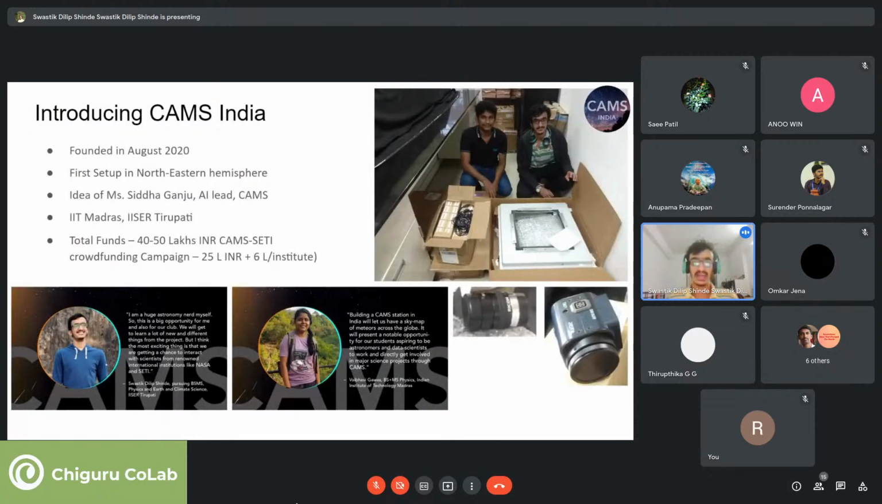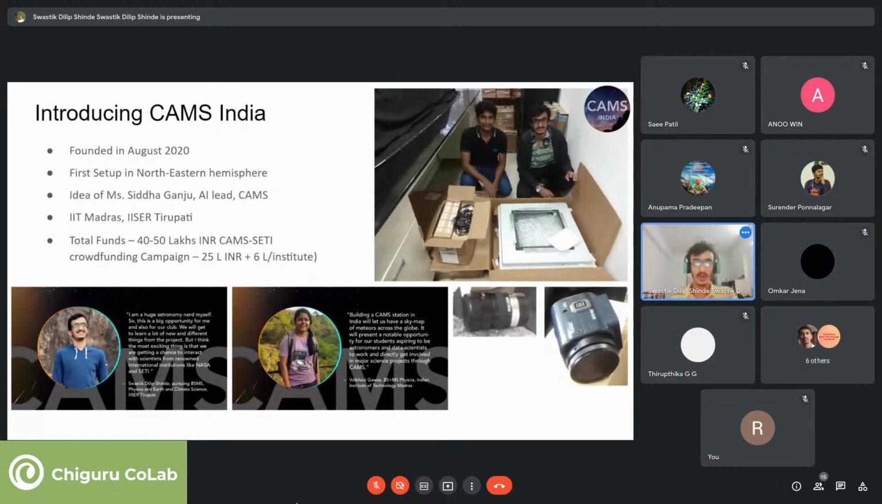So in the last 2 years, we have received a total fund of about 40 to 50 lakhs in Indian rupees. Out of that, 25 lakh was received using a crowdfunding campaign which was run in 2020 spring, and plus we have received 6 lakh funding, a 6 lakh budget per institute. So at IIT Tirupati we have a 6 lakh budget, at IIT Madras we have a 6 lakh budget.